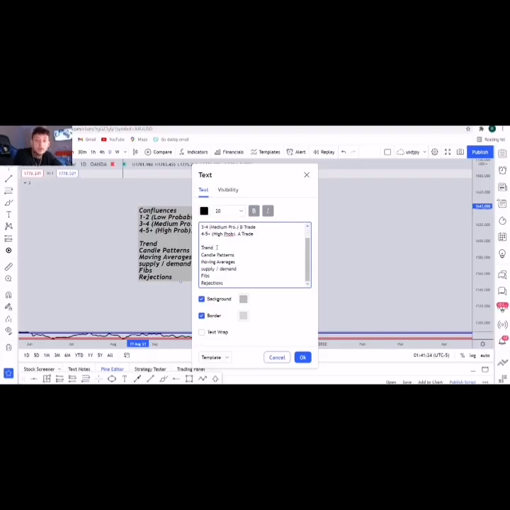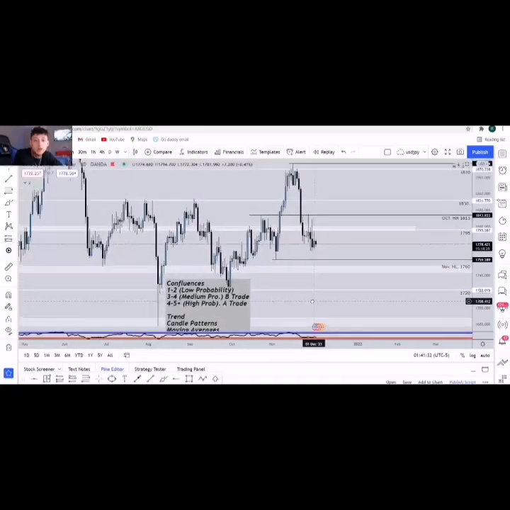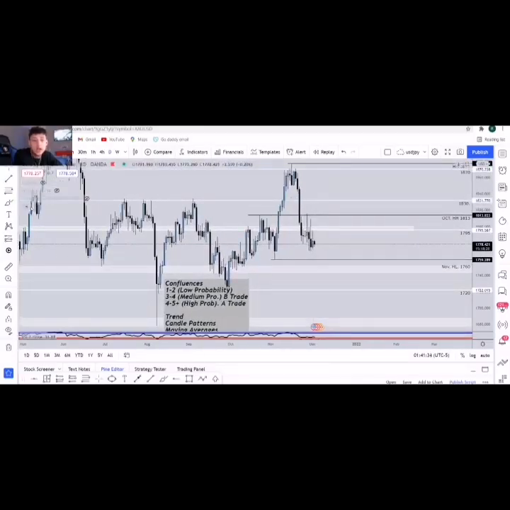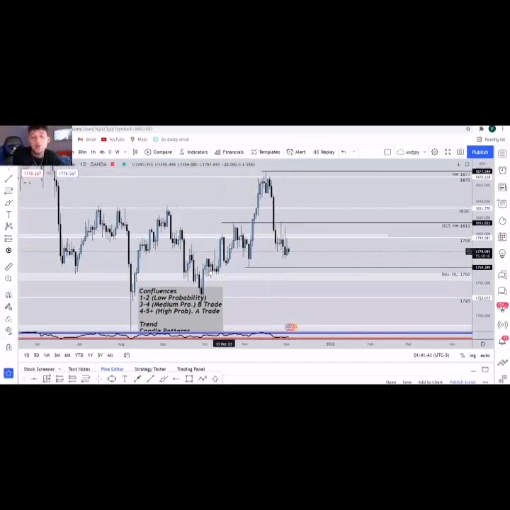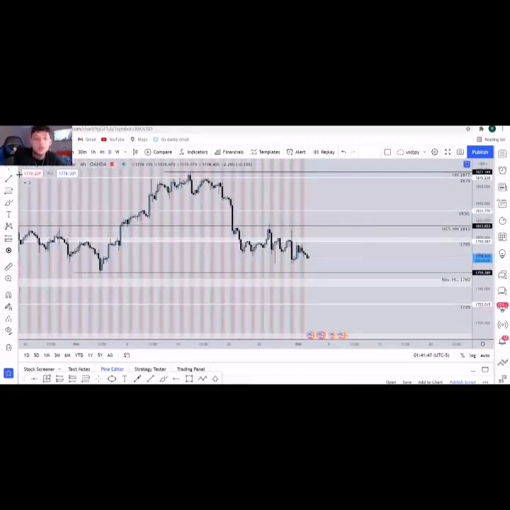So again, we have the trend, we have candlestick patterns, we have moving averages, we have supply and demand, we have fibs, we have rejections of price, right? Everybody is going to have different forms of confluences. Like I said, it just depends on who you are as a trader, which will determine if that confluence is important to you or not.